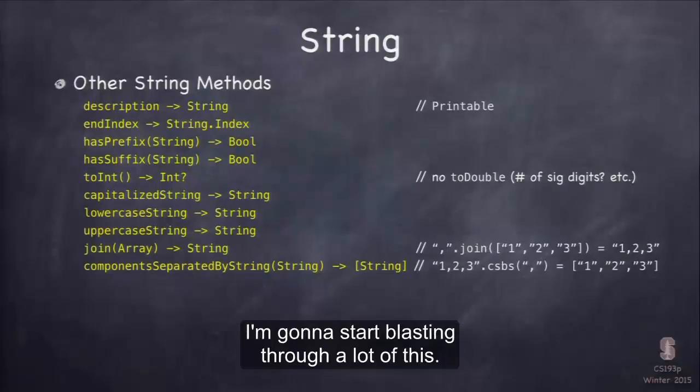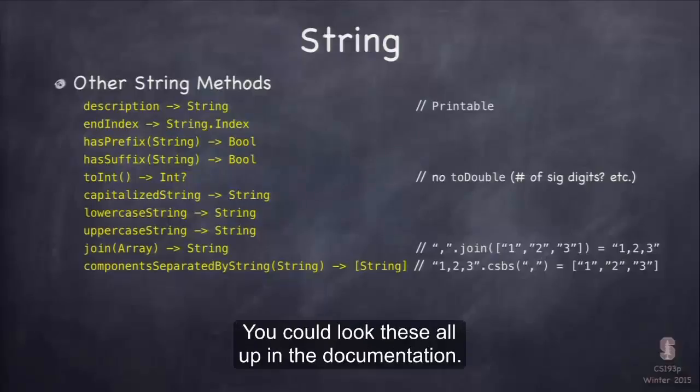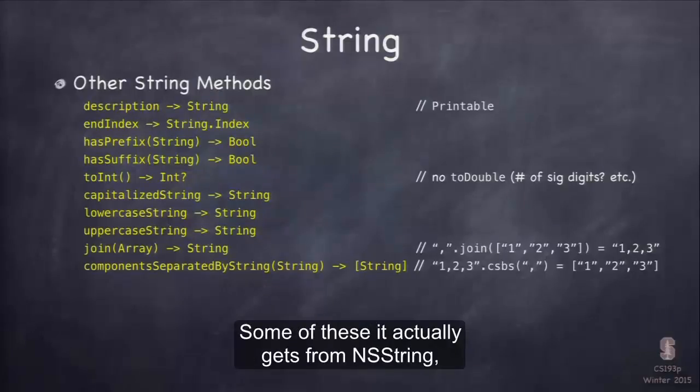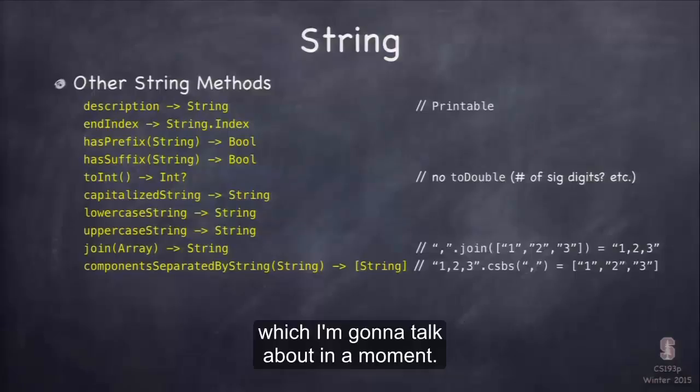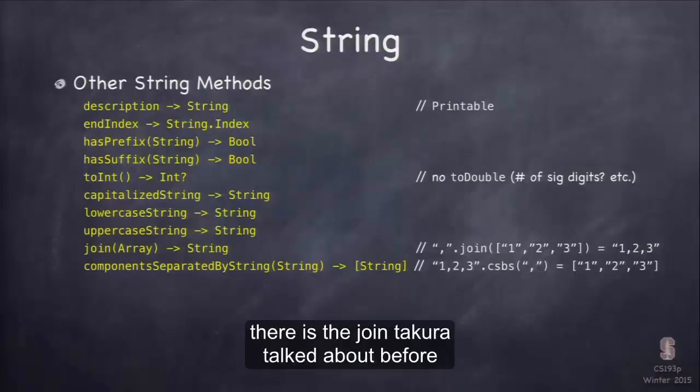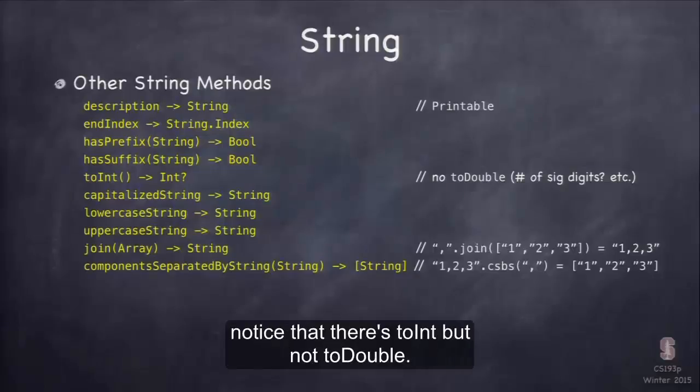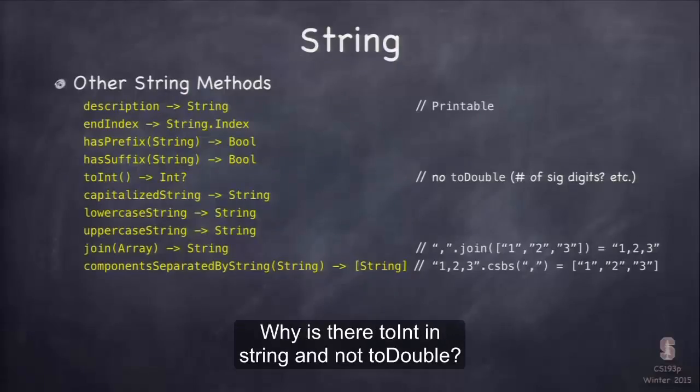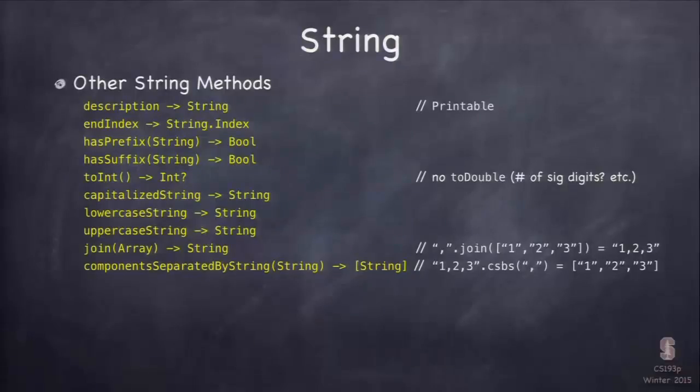Other string methods, I'm going to start blasting through a lot of this. You can look these all up in the documentation. Some of these it actually gets from NSString, which I'm going to talk about in a moment. You can see that you can find the end index. There's that join I talked about before. Notice that there's two int, but not two double. Why is there two int in string and not two double? Anybody have an idea why that is?